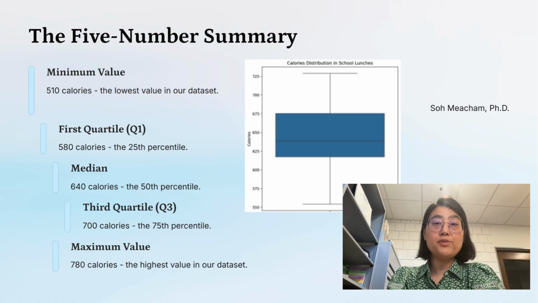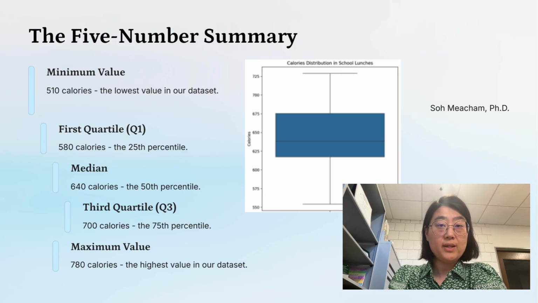Our 5-number summary then looks like this. The minimum value is 510 calories. The first quartile is 580 calories. The median is 640 calories. The third quartile is 700 calories. The maximum value is 780 calories. This gives us a sense not just of where the middle is, but how spread out the data is. This is critical when evaluating equity or consistency in educational services.